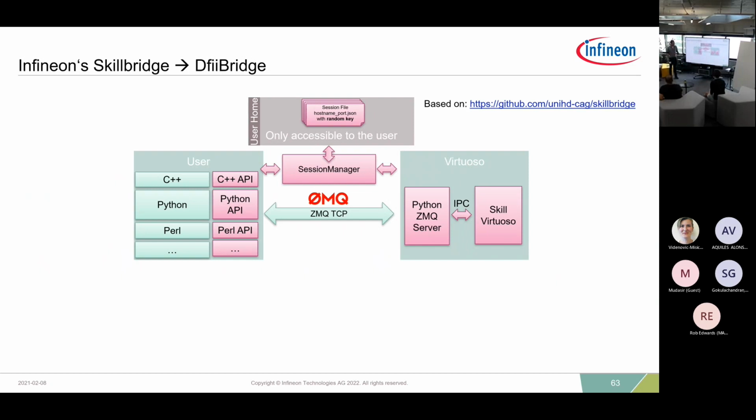We have now extended this a little bit so that we can also have the C++ interface, a Perl API, and a session manager, because at least in Infineon, we have a lot of computing machines, and we may want to communicate across the network. Therefore, we also need some authentication. Previously, you could basically connect to any machine on the server farm and just execute some skill code. This is, of course, a no-go here. Therefore, we wrote an extension, and we now call it DF2 Bridge.